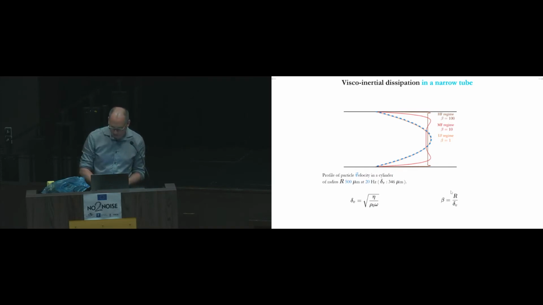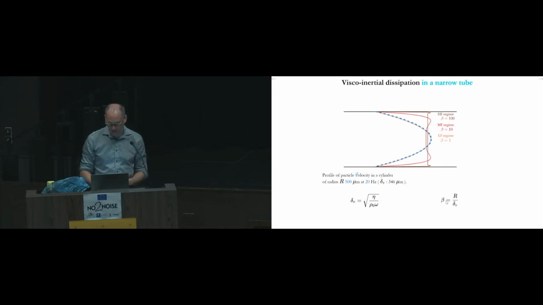And we can also put another quantity, which is the Reynolds number, beta, which is the ratio of R, the radius of a pore, like this one. Here we have the skeleton in black, so the rigid part in black, and we look at what the velocity profile is inside this narrow duct when we have a wave propagating through it.